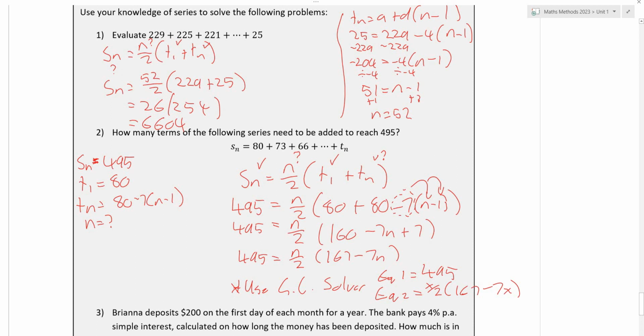So from that, n equals 10. Does that then solve the question? What was the question asking us to find? No, we don't need to do anything now. We've solved it. It asks us how many terms of the following series need to add to reach 495. 10 do. That's it. You can sub in 10 to the right-hand side, and you will get the answer.